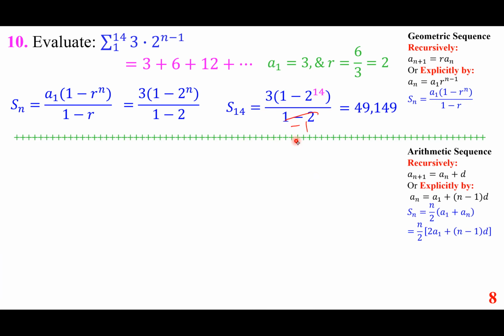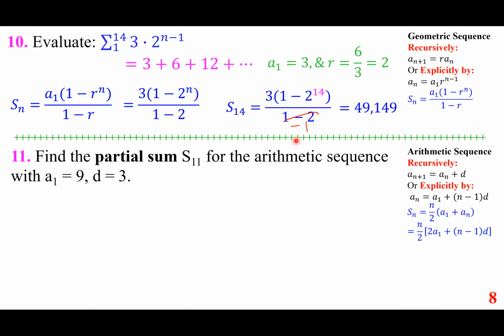So that is the concept of the sum, or they call it the partial sum. Find the partial sum S sub 11. So this was S sub 14 for the geometric sequence; now for the arithmetic sequence where A sub 1 is 9, d equals 3. In the case of an arithmetic sequence, S sub n is n over 2 times A sub 1 plus A sub n, or if you use the fact that A sub n is this one, if you replace it here, then A sub 1 and A sub n becomes 2A sub 1. So you can replace this with this. This is what we have.